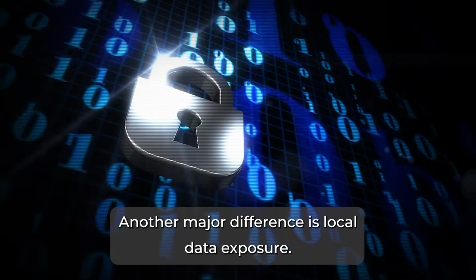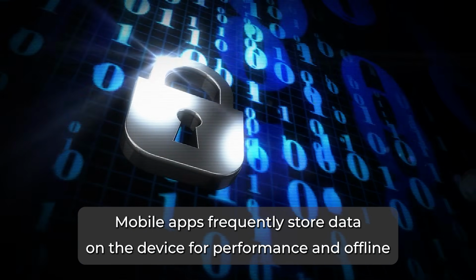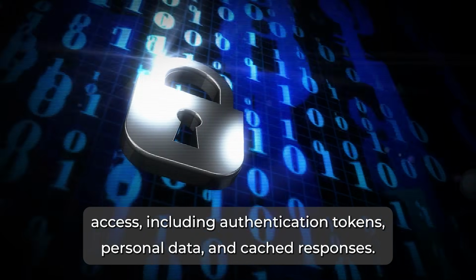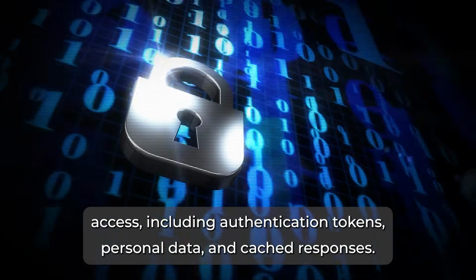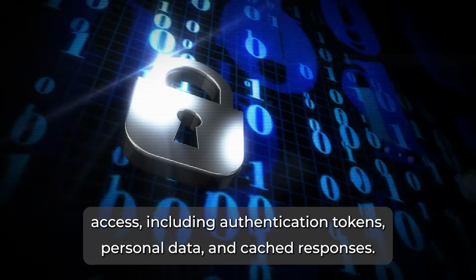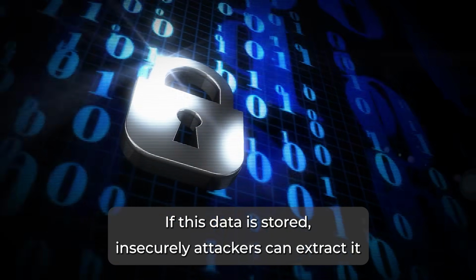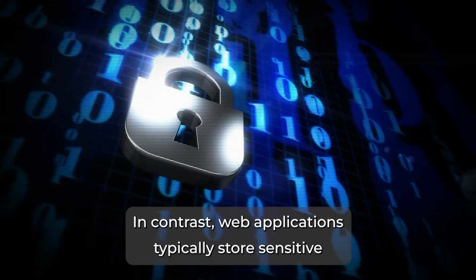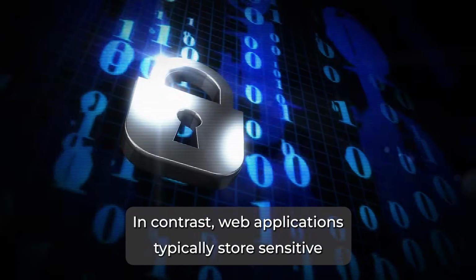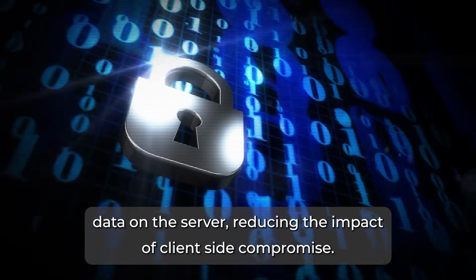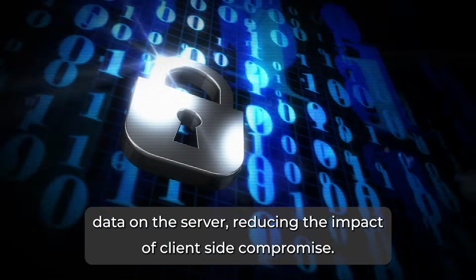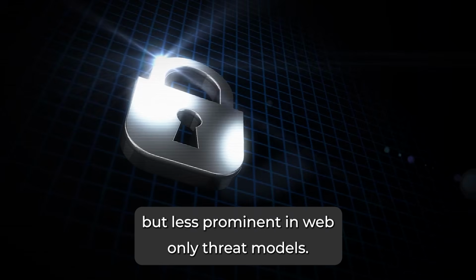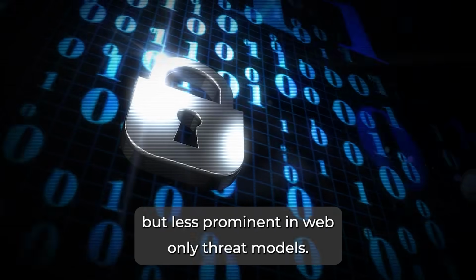Another major difference is local data exposure. Mobile apps frequently store data on the device for performance and offline access, including authentication tokens, personal data, and cached responses. If this data is stored insecurely, attackers can extract it directly from the device. In contrast, web applications typically store sensitive data on the server, reducing the impact of client-side compromise. This is why insecure data storage is a top mobile risk, but less prominent in web-only threat models.